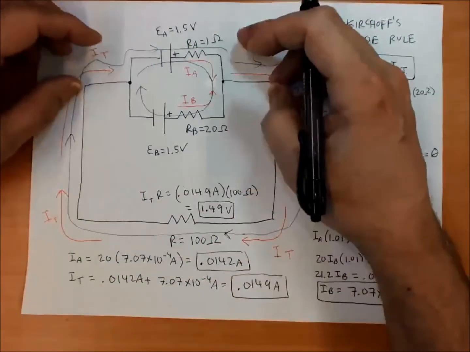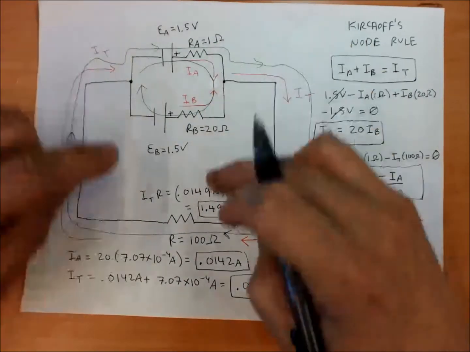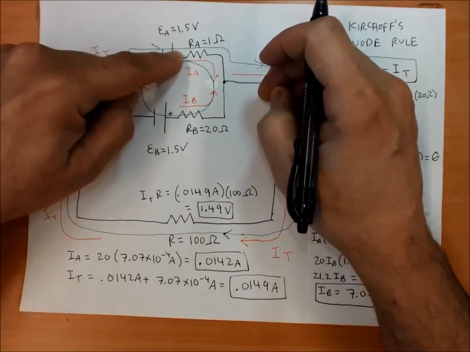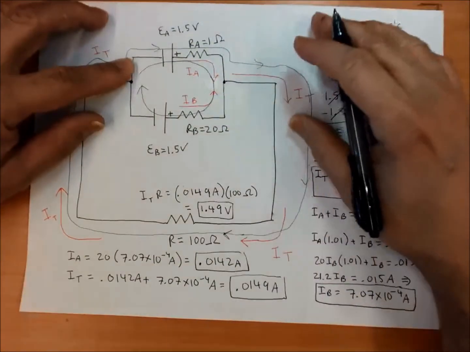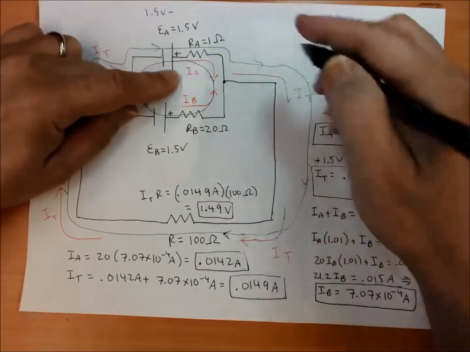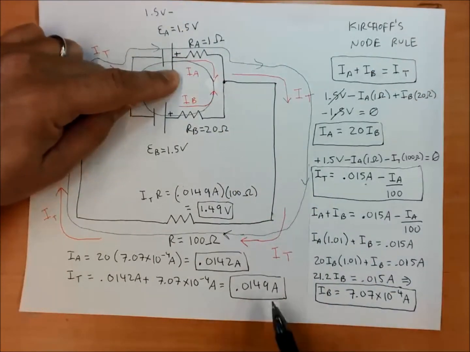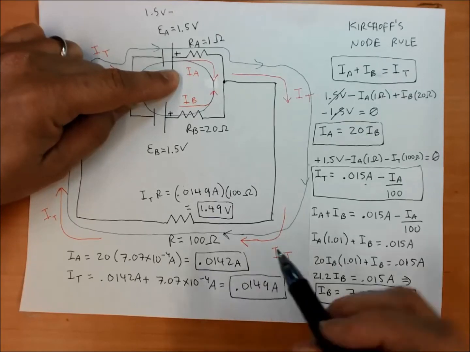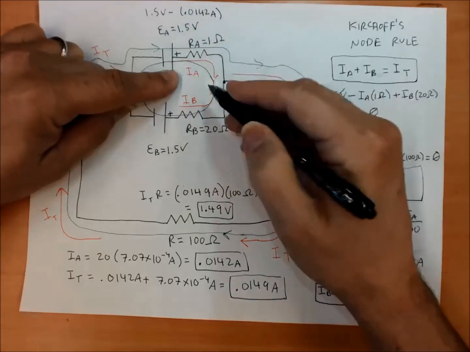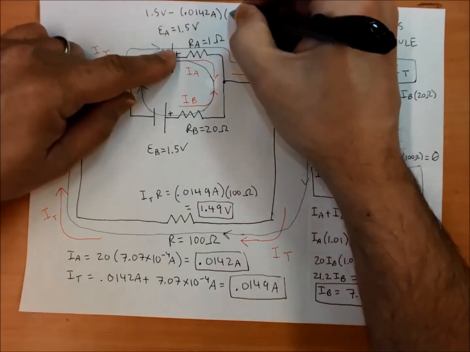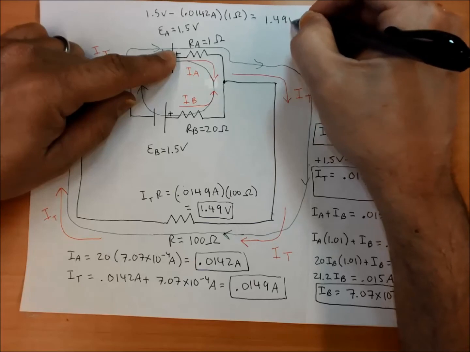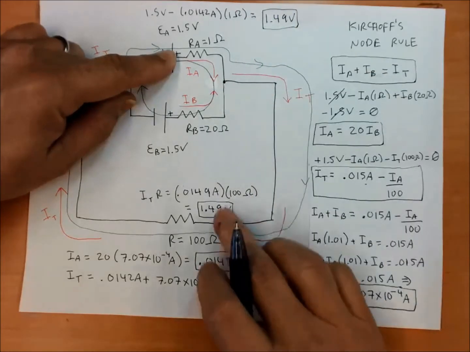If I want to figure out what the voltage change is between these 2 points, which is just connected by a wire, so it should be the same, that's going to be equal to the voltage boost minus the voltage drop. So in this case, this is going to be 1.5 volts minus the voltage drop of I sub A, and I sub A is equal to 0.0142 amps, times the value of the resistor, which is 1 ohm. And I work that out, and I should also get 1.49 volts. Same voltage as I got down here.